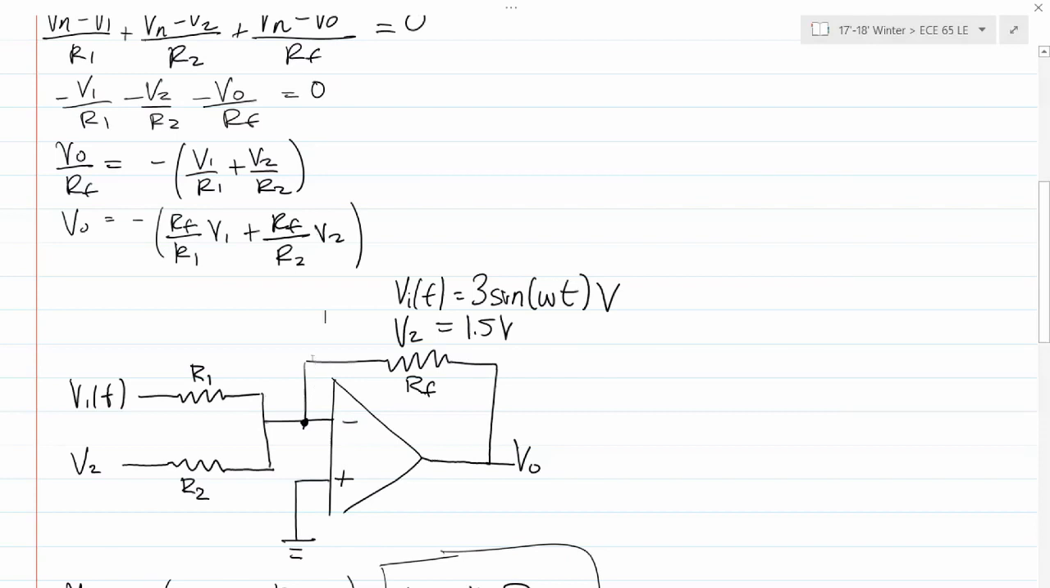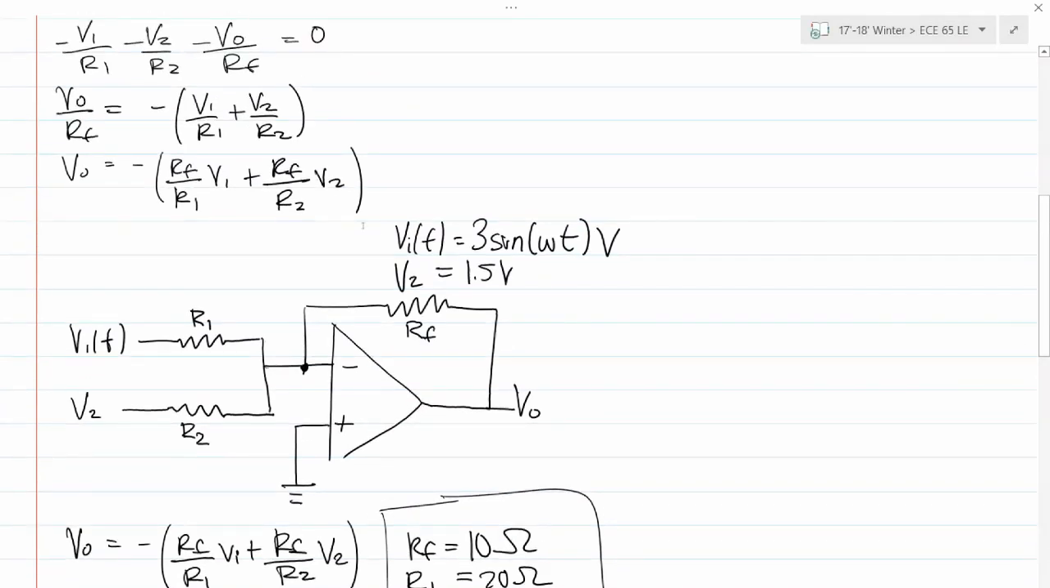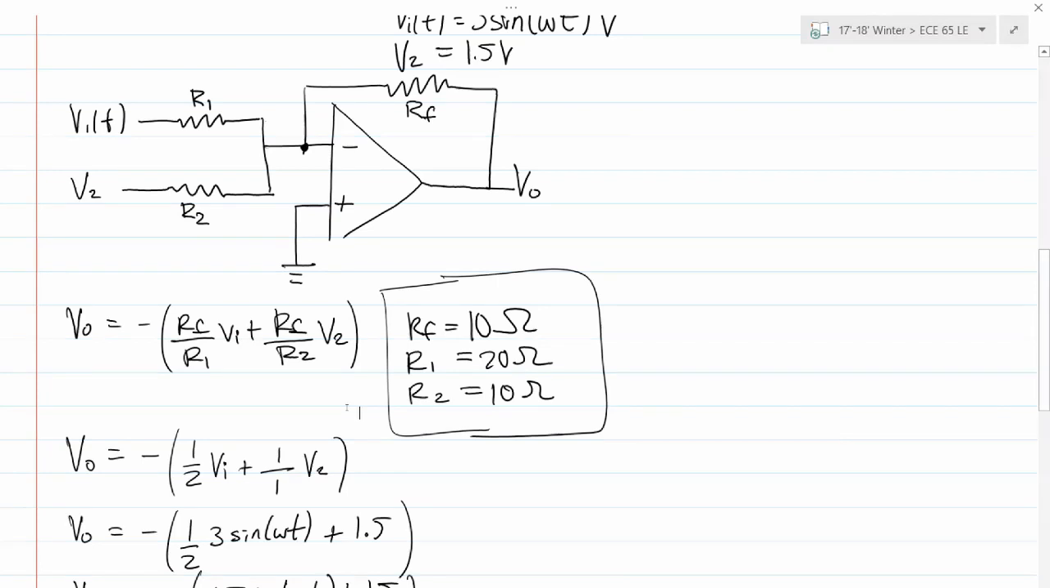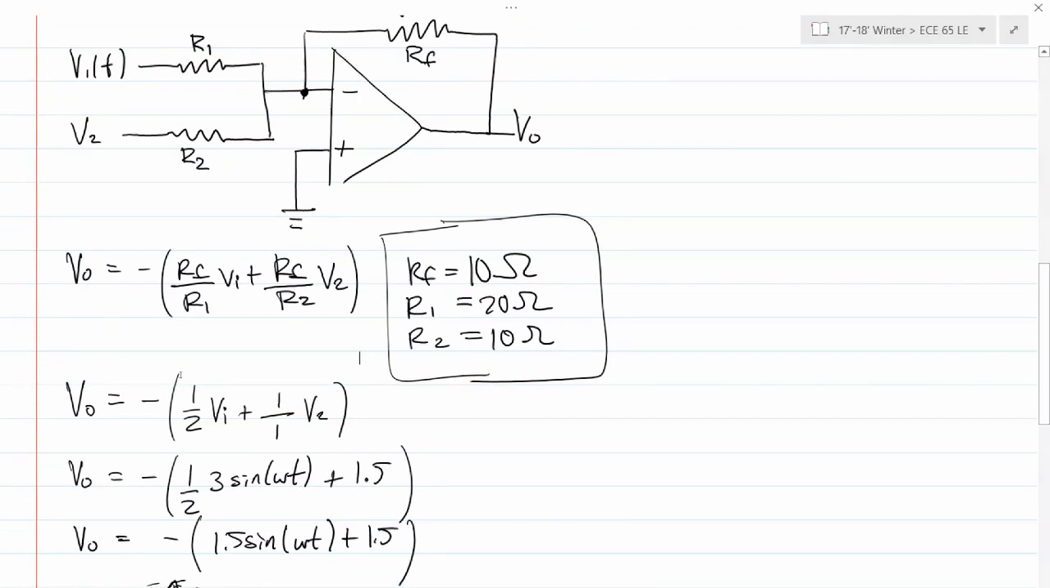And so we know we have two voltage sources. One of them is 3 sine omega t. Another one is 1.5 volts. And so we set up our inverted op-amp summer circuit, and we use our resulting equation from the previous result. And so we find out that one of the possible solutions is Rf equals 10 ohms, R1 is 20 ohms, and R2 equals 10 ohms. That gives us the relationship of half of V in plus 1 times V2 for V out.